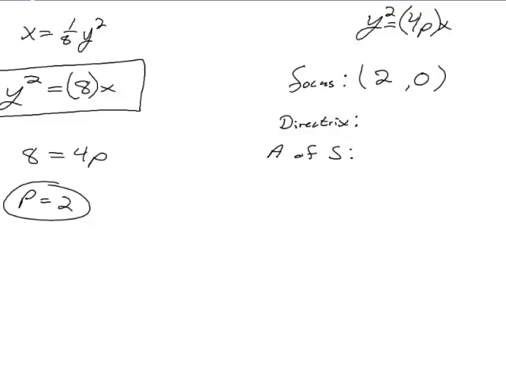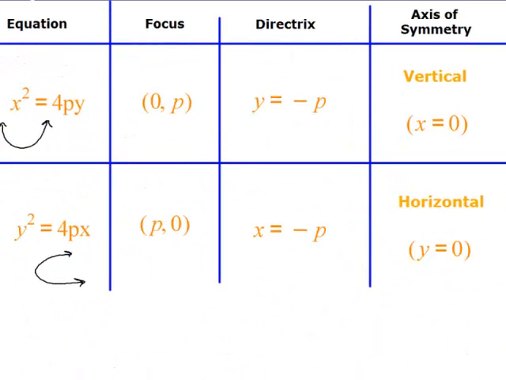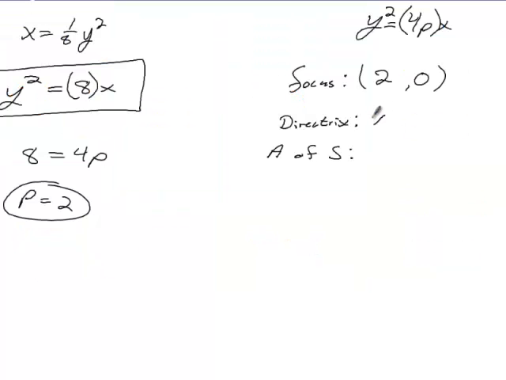What's the equation for my directrix if I'm using the y squared equals 4px formula? Okay, x equals negative p, which in our case is a negative 2. All right, now if it's y squared, where's my axis of symmetry? Is it a vertical symmetry or is it horizontal? Okay, so what's the equation? y equals 0. Everybody all right?